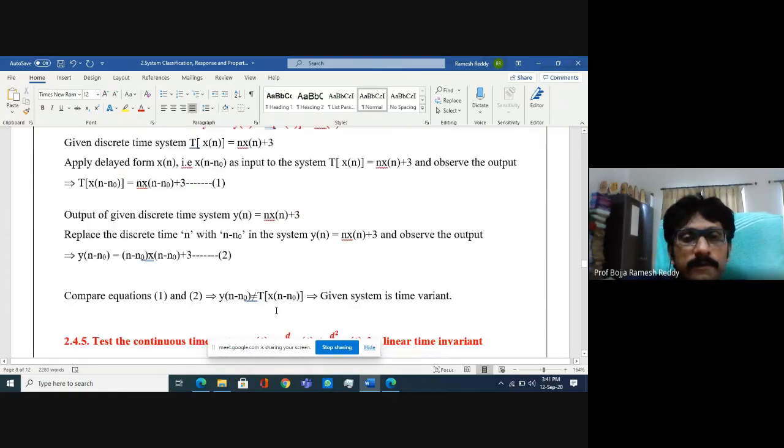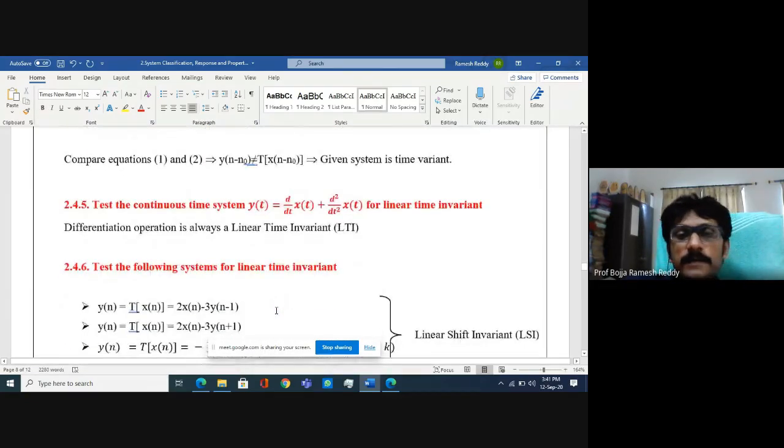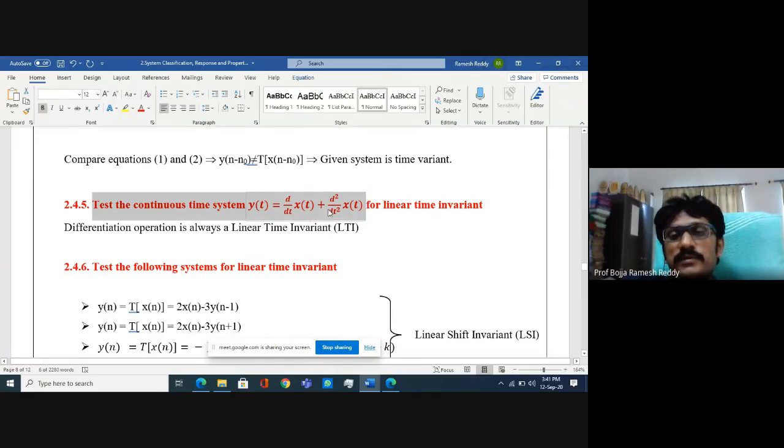Okay, this is another example. Next, test the continuous time system. y of t is equal to d by dt of x of t plus d square by dt square of x of t. In the previous case, we considered discrete time systems. This is in the continuous time domain, where differentiation is involved.